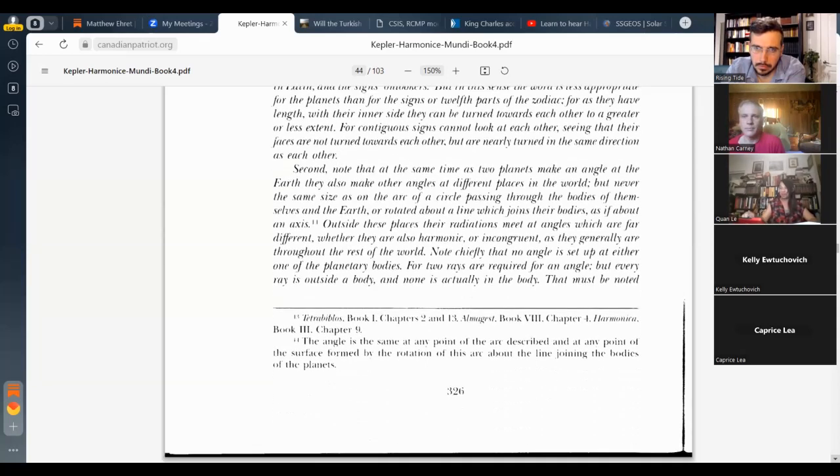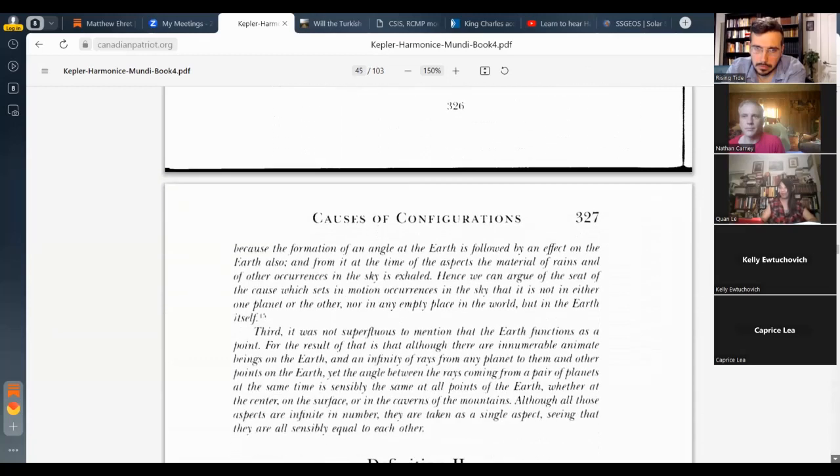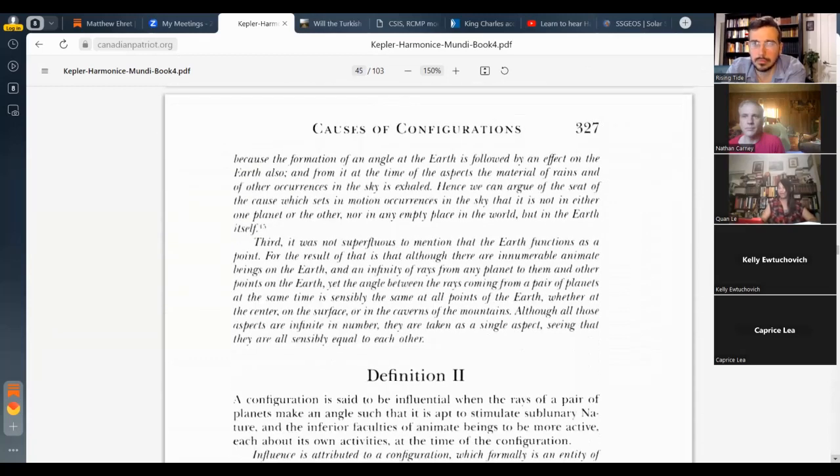That must be noted because the formation of an angle at the Earth is followed by an effect on the Earth also. And from it, at the time of the aspects, the material of rains and of other occurrences in the sky is exhaled. Hence, we can argue of the seat of the cause which sets in motion occurrences in the sky, that it is not in either one planet or the other, nor in any empty place in the world, but in the Earth itself.